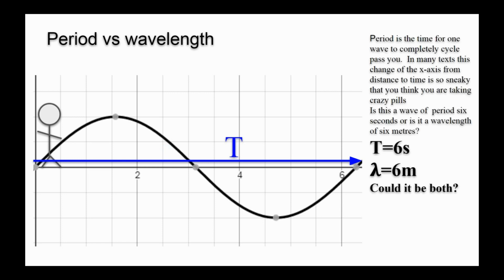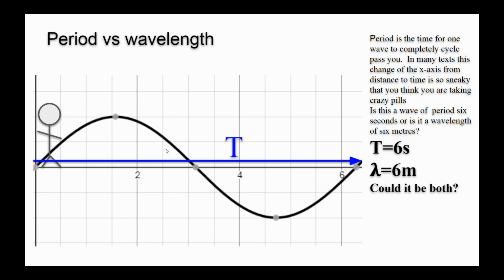So which is it? Well, it can be either, and the textbooks and the websites don't make it quite clear what that x-axis is functioning as, and they'll swap back and forth. I can find diagrams where literally they've labeled it as time and wavelength at different points on the same drawing. So you think you're going crazy. The question is, is this wave a period of 6 seconds, or is it a wavelength of 6 meters? Is it possible that it's both?